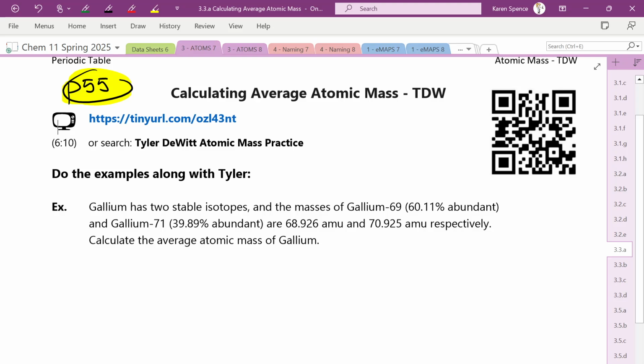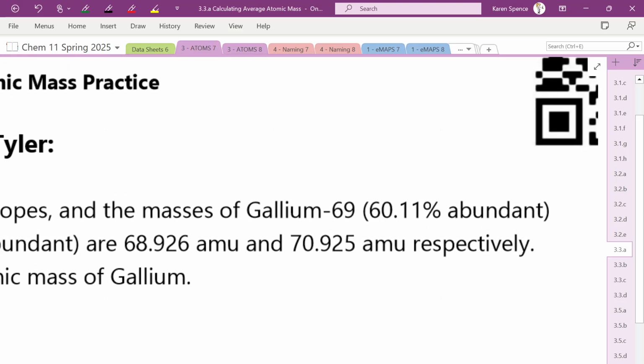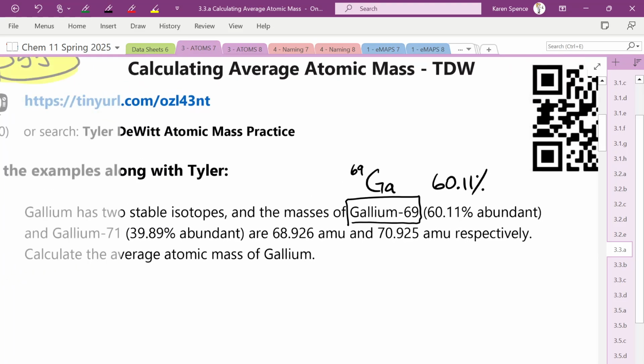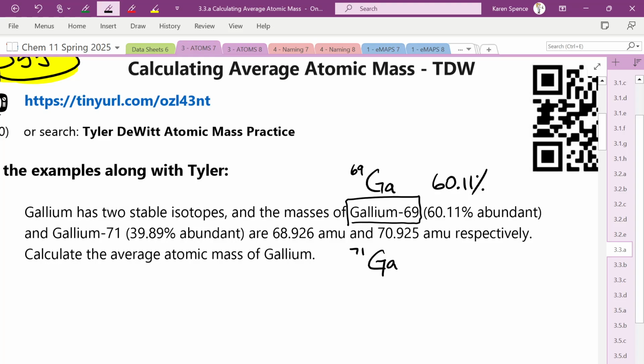Gallium has 2 stable isotopes. We have gallium-69, which we could also write as Ga. Where would we write the 69? On the top left. Okay? Gallium-69, and that is at 60.11%. And we have gallium-71, which is at 39.89%.